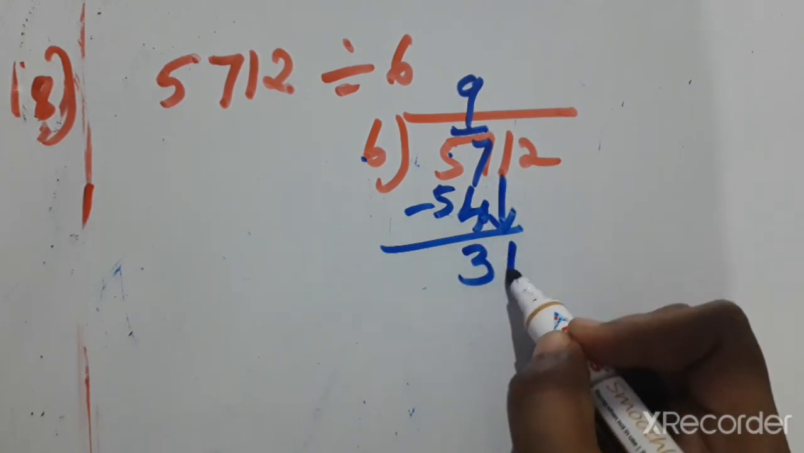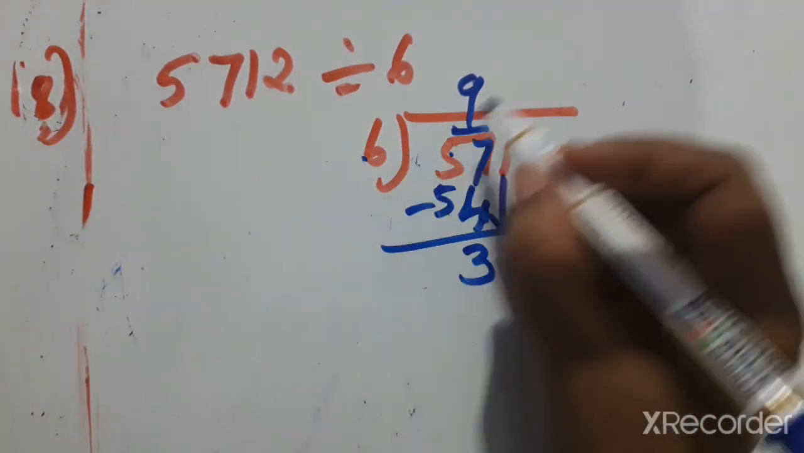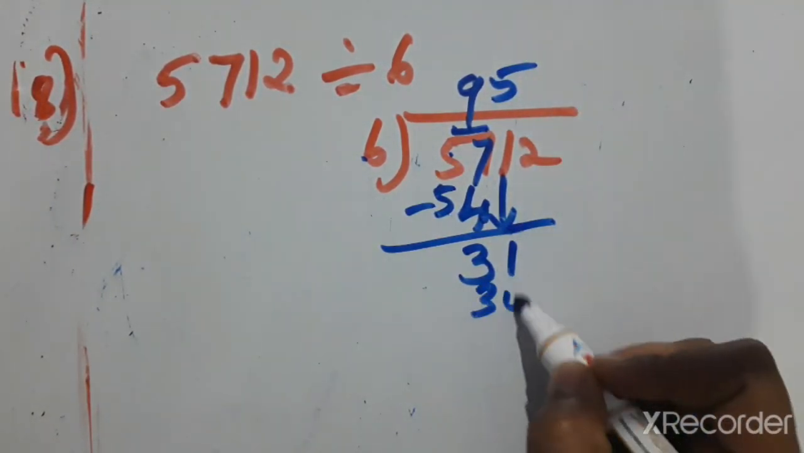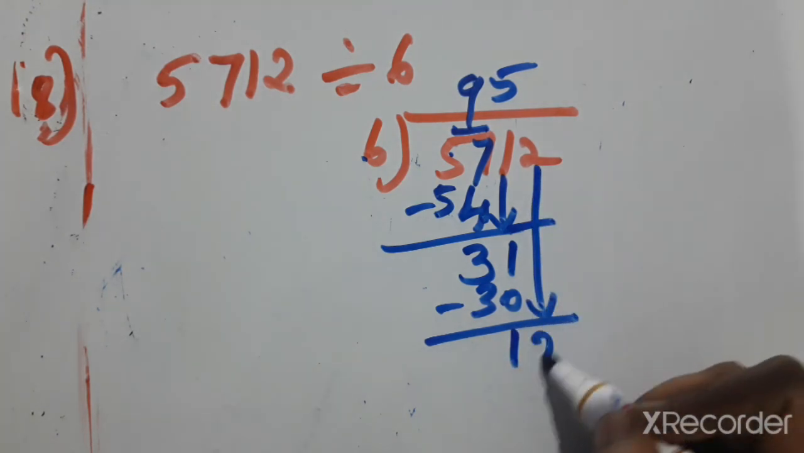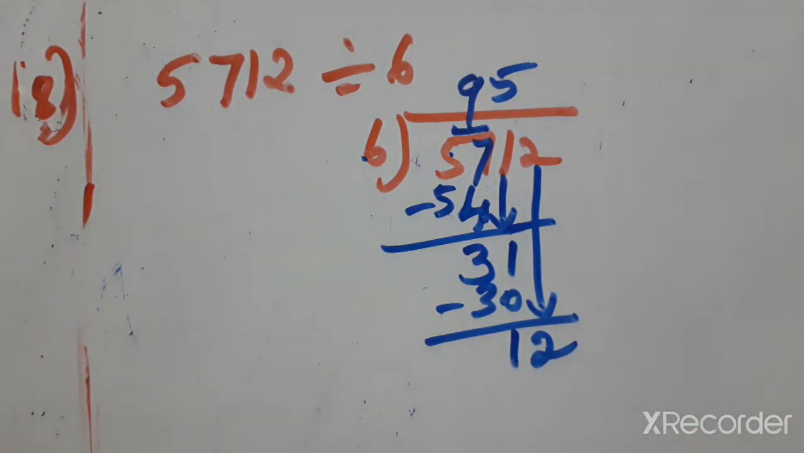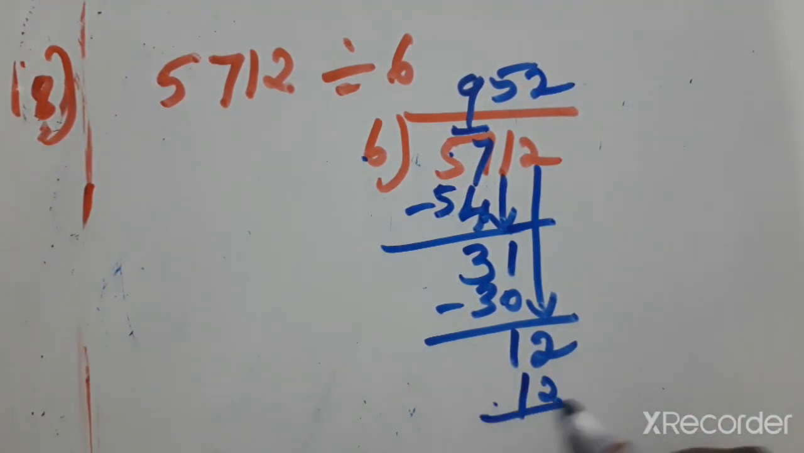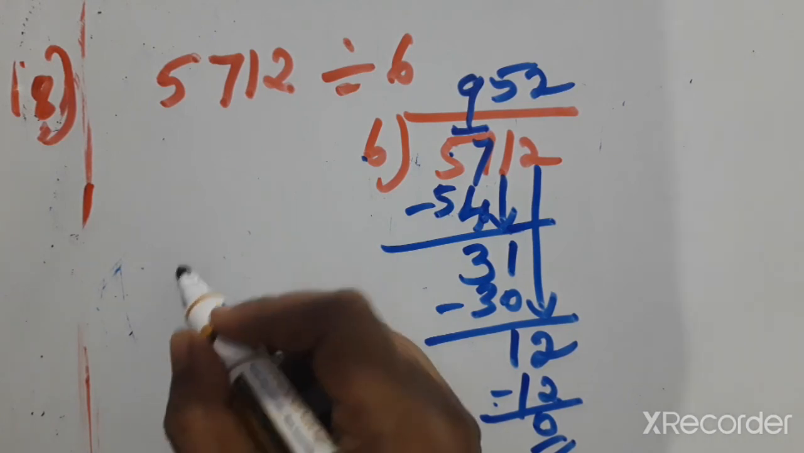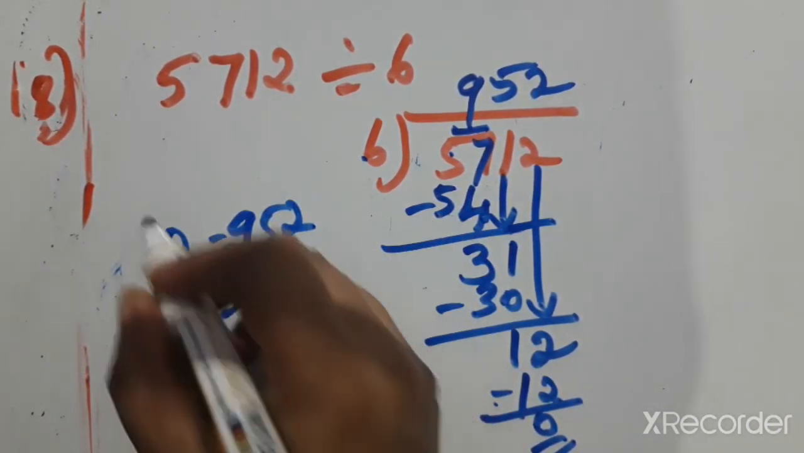Bring one number down, that is 31. 6 times what is nearest to 31? 6 fives are 30, that is the nearest one. 31 minus 30 is 1. Bring the next number down, that is 16. Now 6 times what is 16? 6 twos are 12. Quotient is 952 and remainder is 0.